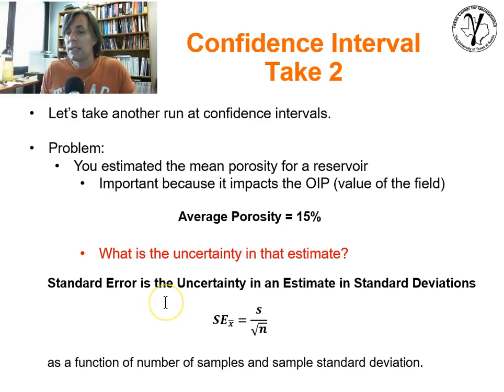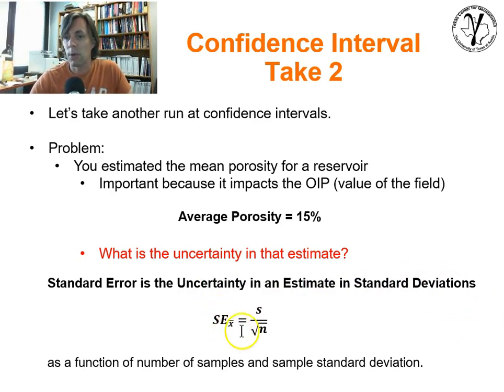Standard error is the uncertainty in an estimate in standard deviations. So standard error, we know it from theory. It's the sample standard deviation divided by the square root of n. That is the standard error in standard deviations for the uncertainty in the mean.